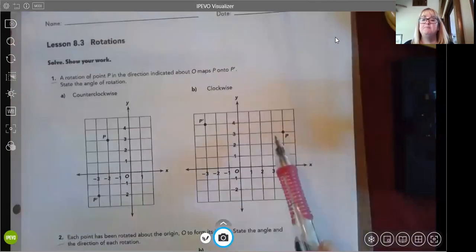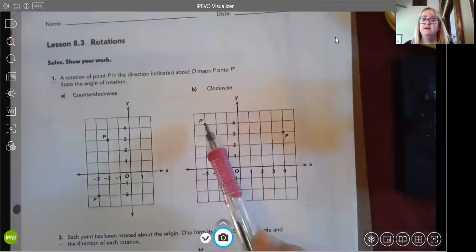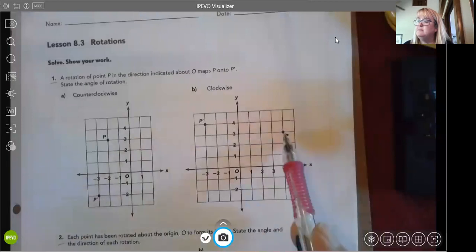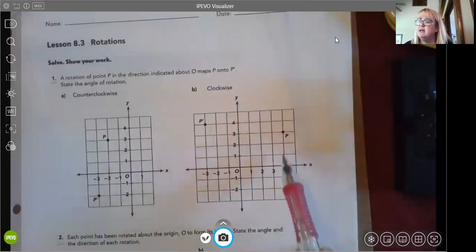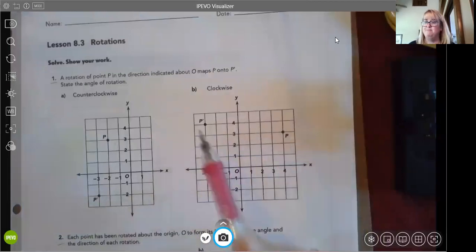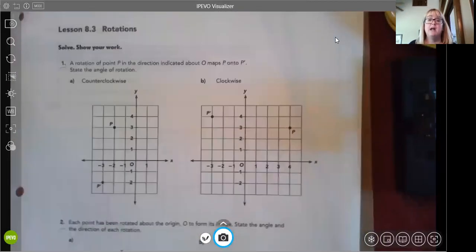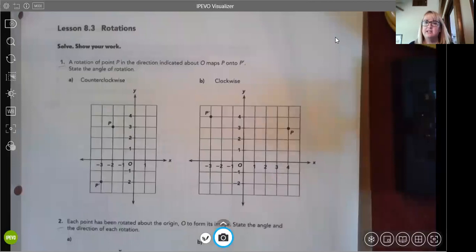All right, so B, clockwise. P starts here, P prime is here. So I'm moving clockwise, I'm moving this direction. So how many degrees from P to P prime? You're telling the degrees. How many degrees?